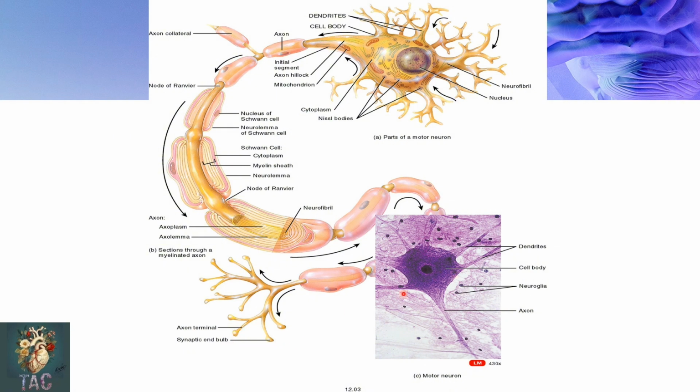This is an H&E stained section taken through the cell body of the neuron, in which you can see a prominent nucleus and nucleolus giving you the owl's eye appearance. Also the Nissl substance is present, and these are different dendrites and the axon which is present.